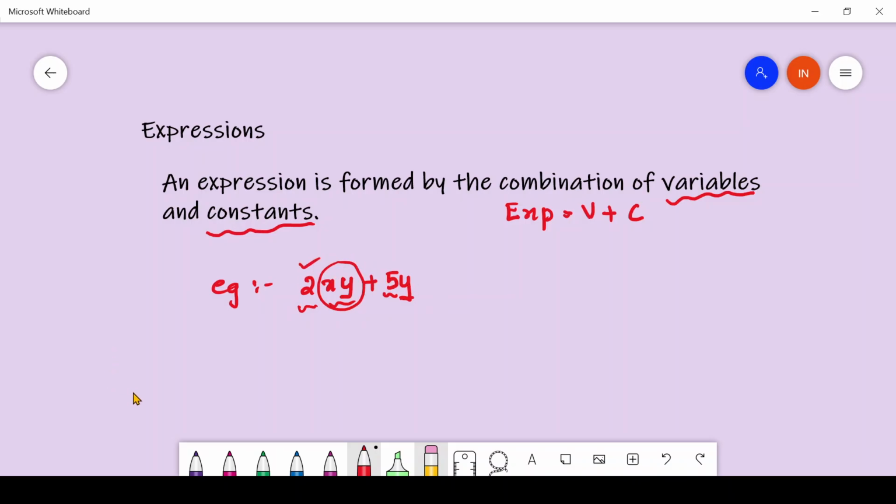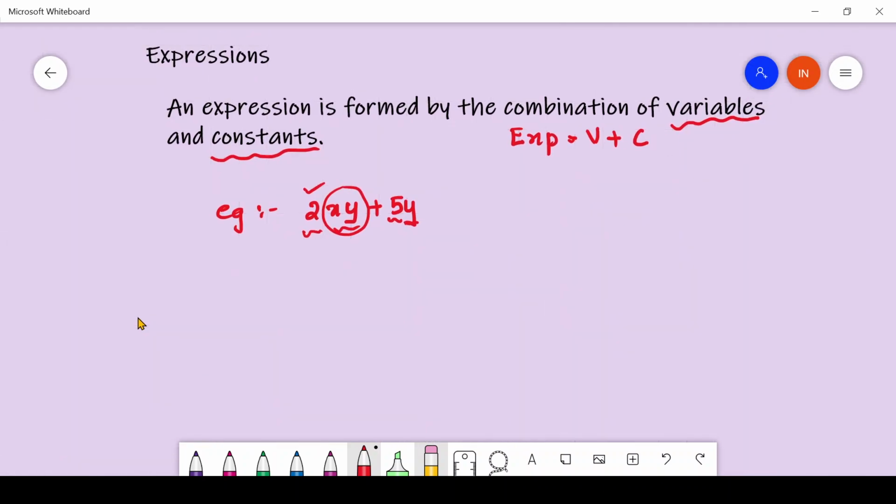Let us see another example for this. Negative 3x square y minus 5z. So here we have the variables x square y as well as z, and we have the constants as well, negative 3 and negative 5. So we can say that this is a combination of both the variables and the constants.